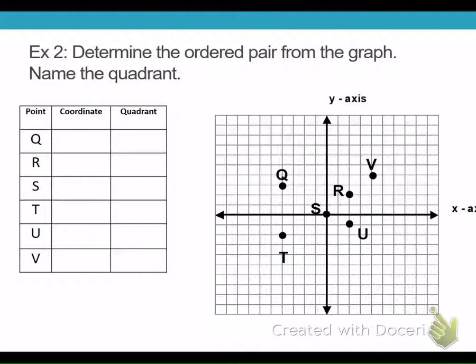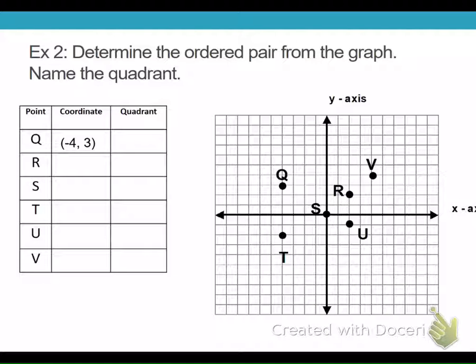All right, example 2, we are going to now determine the ordered pair from the graph, and we're going to name the quadrant. So point Q, let's find it. It's right here. How do I get there? So I'm going left 4, and then I'm going up 3. How would I write that? Negative 4, positive 3, put a comma, put parentheses.